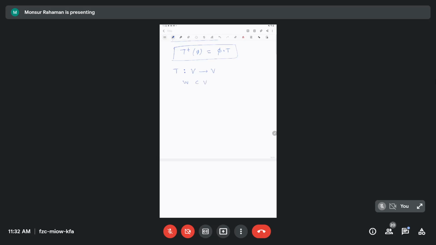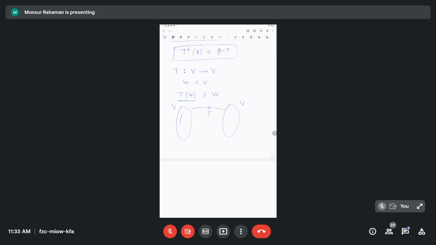When we are going to call that W is invariant, if you send this W, it will be a subset of W, because W is a subspace of V. So TW, this is V and this is V. Okay, so you are sending via T.